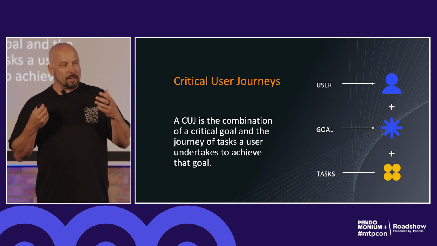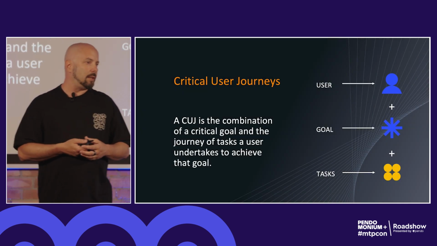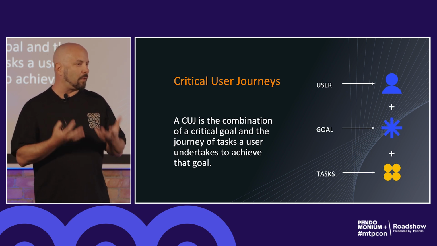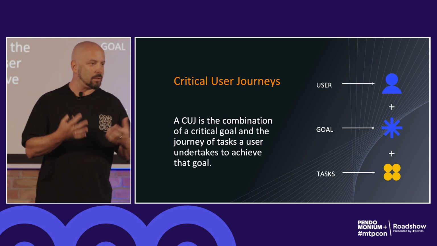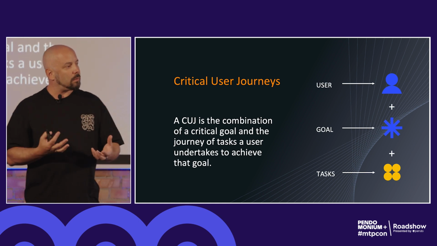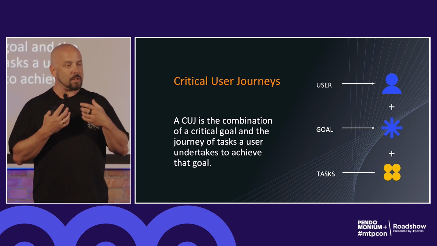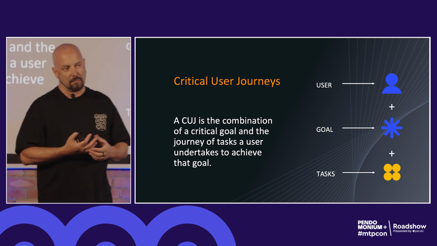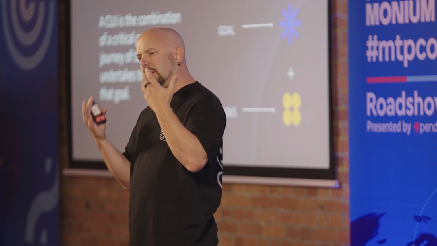The concept of critical user journeys, how we use it at Google, consists of three main parts. A critical user journey consists of a user that wants to do something. That user has a goal that wants to be achieved. And there is a bunch of tasks that the users need to do to achieve that goal. It's very simple, only these three things. And if you think about it, it's really intuitive.